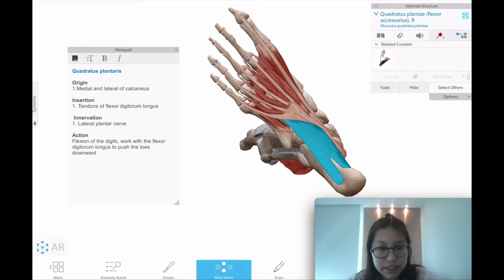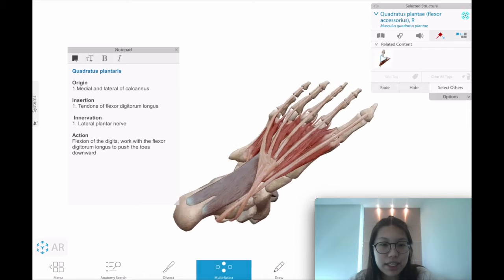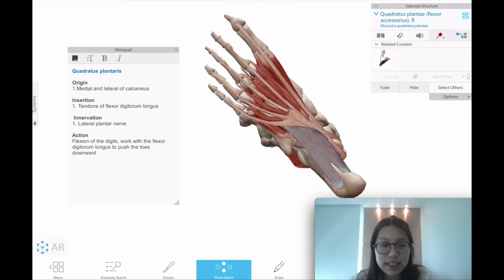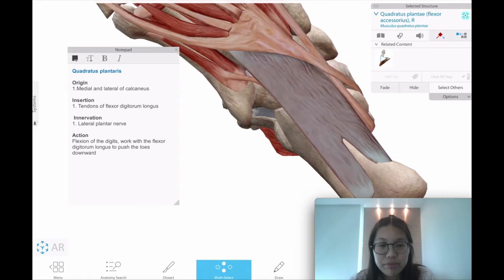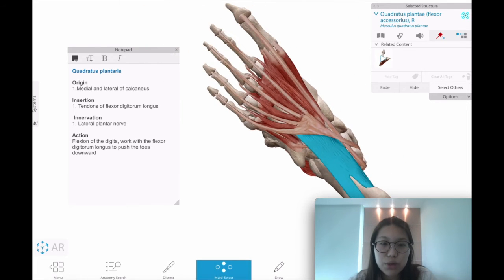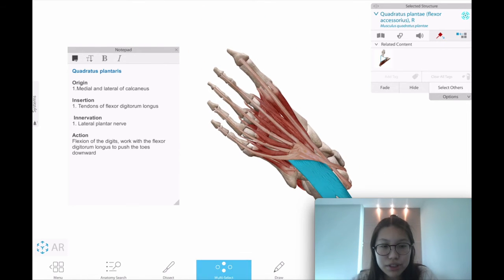This is the quadratus plantaris. It originated at the medial and lateral sides of the calcaneus. The insertion is at the tendon of flexor digitorum longus. The innervation is lateral plantar nerve, and the action is to flex the digits. It works with the flexor digitorum longus to push the toes downwards.